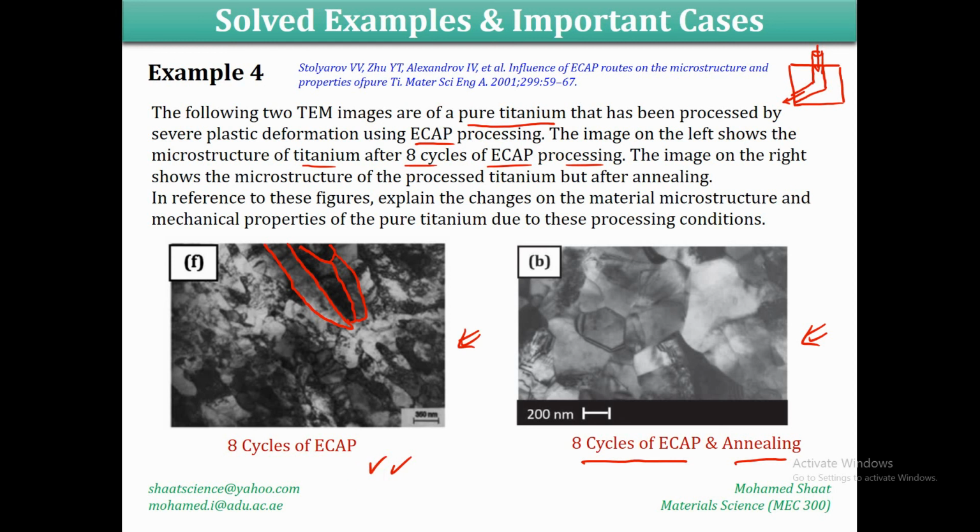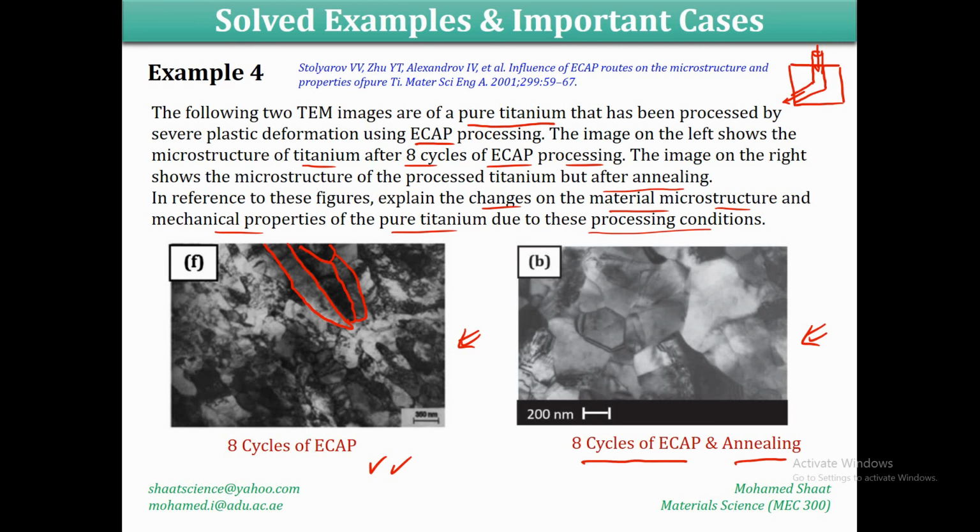So the question is, the image on the right, as I mentioned, showed the microstructure of the processed titanium, but after annealing. In reference to these two images, explain the changes of the material microstructure and the mechanical properties of pure titanium due to these processing conditions. In general, we already answered this question before for the cold rolling process. So the answer is going to be almost the same, but your objective is to refer and map this explanation to what you can observe from these two images.